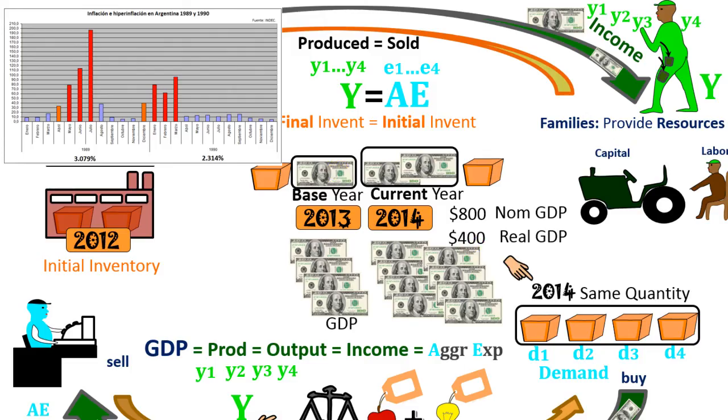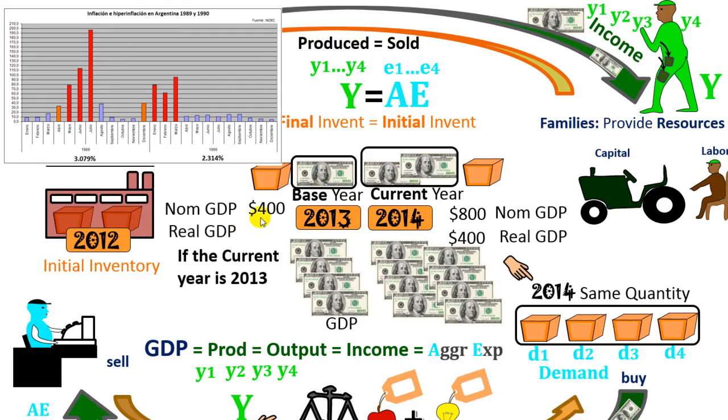Now, if the current year were 2013, then the nominal GDP is quantity times prices in this year, so it's 400, and the real GDP is going to be the same. It's quantity times the base year prices, that in this case is the same. So in the base year, nominal GDP and real GDP are always the same.